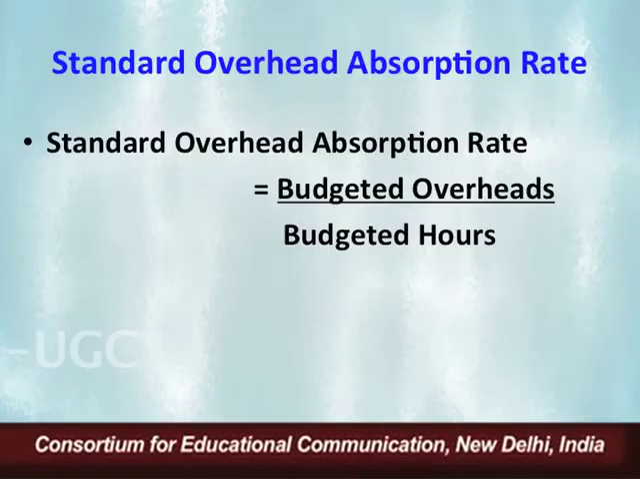Now, how to calculate the standard overhead absorption rate? It is very simple to calculate. The organization is going to provide you the budgeted overheads and the budgeted hours, if I'm talking about labor. So the budgeted overhead is divided by budgeted hours, because if it is given in terms of labor hours, then obviously the budgeted hours will be given. So we'll be computing it by this formula: standard overhead absorption rate is equal to budgeted overheads divided by budgeted hours, right?